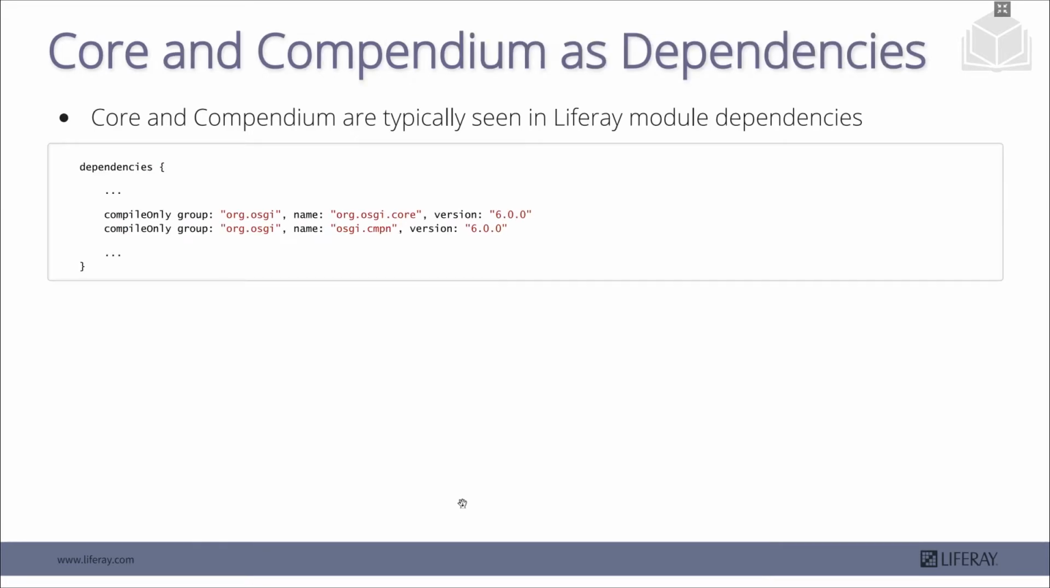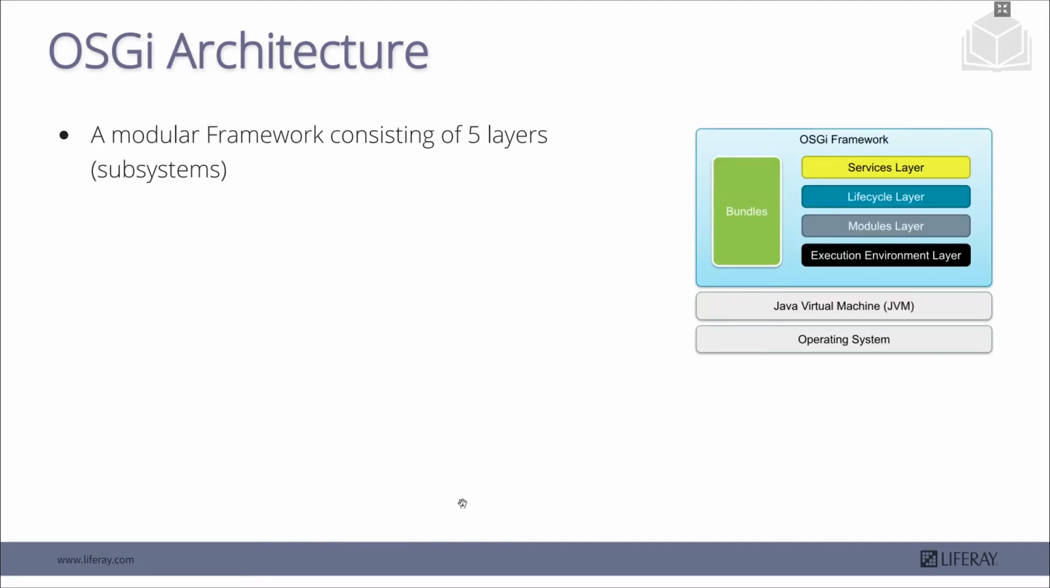When we're using the core or the compendium, we need to declare them as specific dependencies. Over in the Liferay world, we're going to be using Gradle, and inside of the dependency file, called build.gradle, this is where we can declare that we have a dependency on the OSGi core or the OSGi compendium. Now let's take a look at the OSGi framework and some of the parts of it.